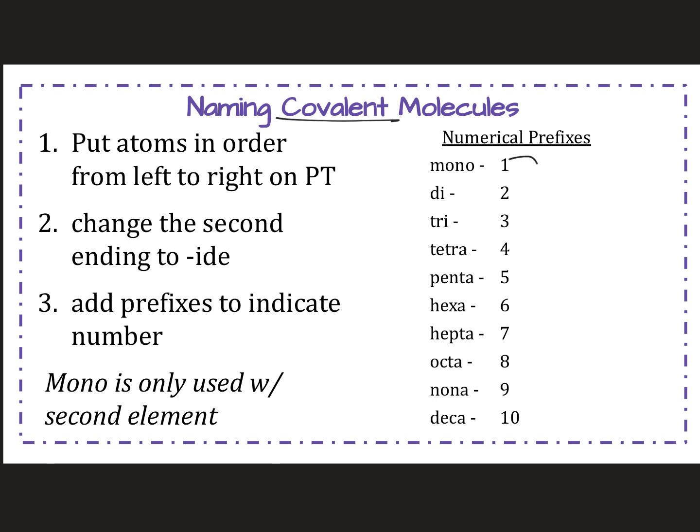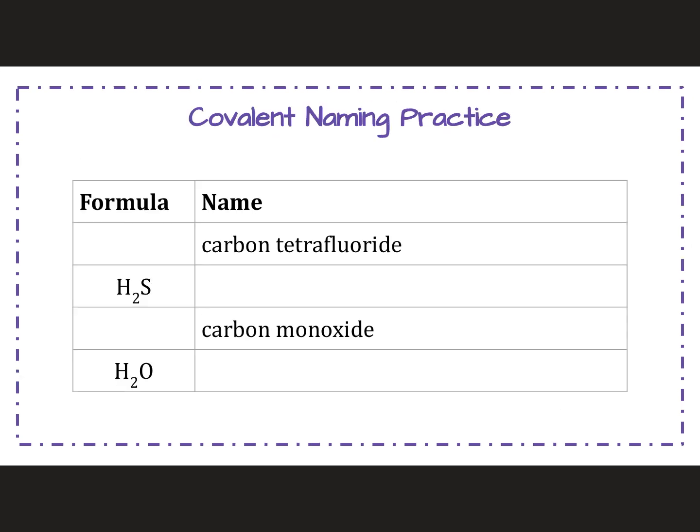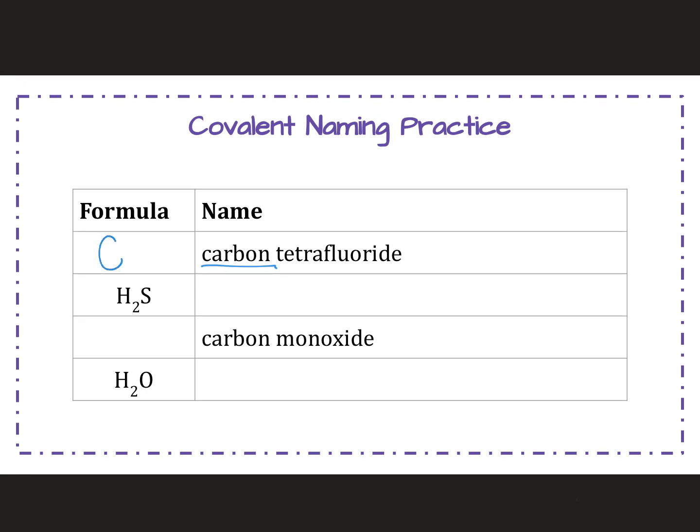Then we're going to add these prefixes to show how many of each particular atom we're dealing with. It's important to note that mono is only used with the second element. So in this first substance, we've got carbon tetrafluoride. Now, the fact that carbon doesn't have a prefix tells me I'm dealing with just a single carbon atom. So that's going to be carbon. And then fluoride, that's going to be fluorine. And I've got the prefix tetra. Tetra means 4. So this formula is going to be CF4.